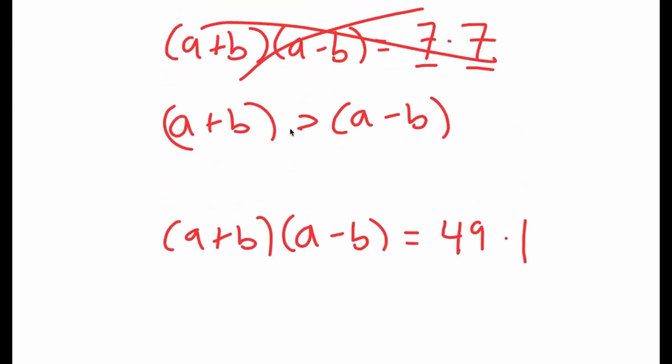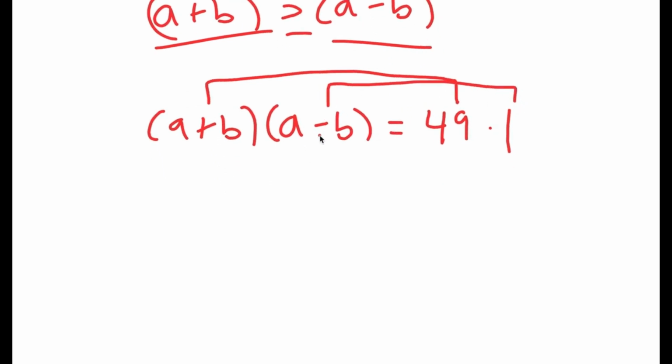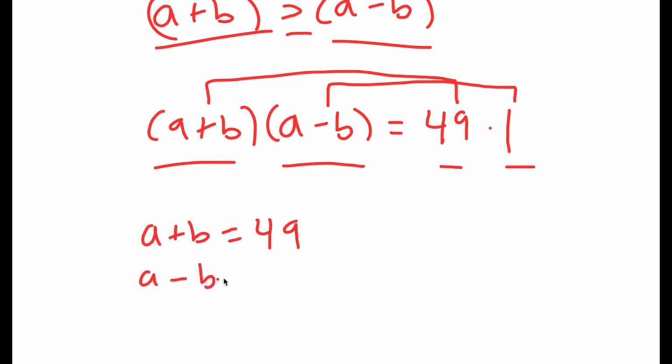So because a plus b is greater than a minus b, we can say that a plus b is equal to 49 and a minus b is equal to 1, because 1 is less than 49 and a minus b is less than a plus b. And notice how this is equal to a number times another number. So we can say that a plus b is equal to 49 and a minus b is equal to 1.